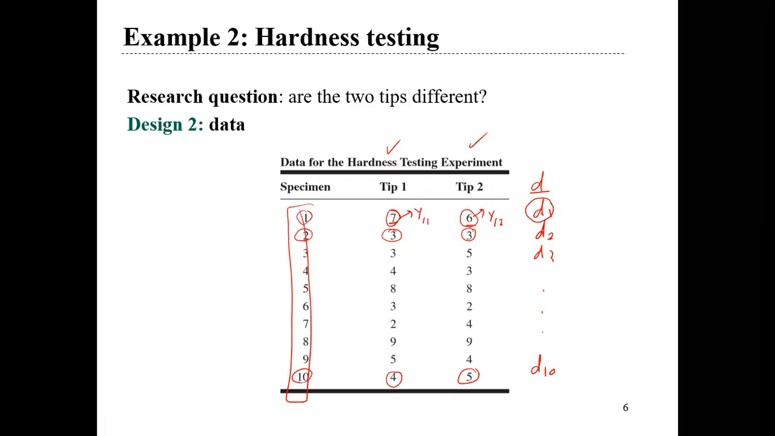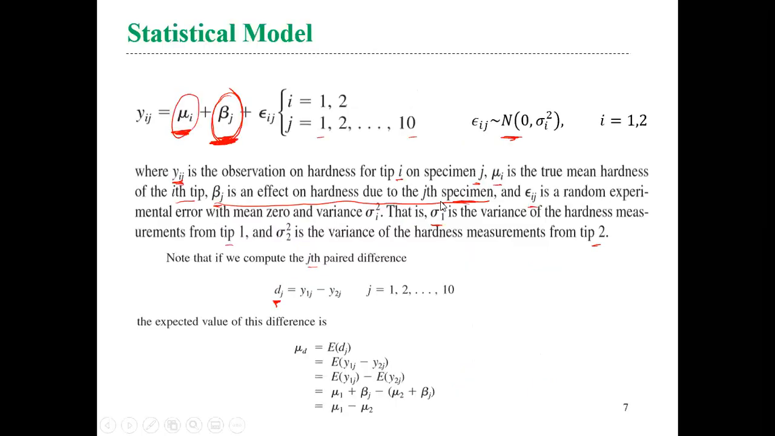So this is 1, this is 2, and j is 1. So y1,1 minus y2,1, and so on. We need to make sure this is an unbiased estimator for the difference between mu1 and mu2. So take the expectation. Keep in mind the expectation of dj is the expectation of this guy.